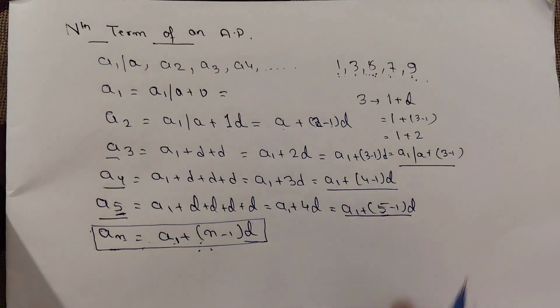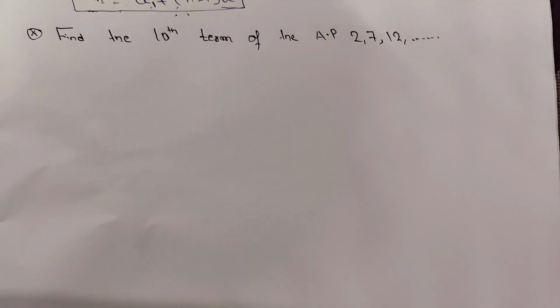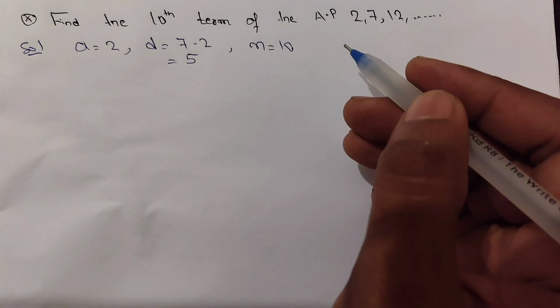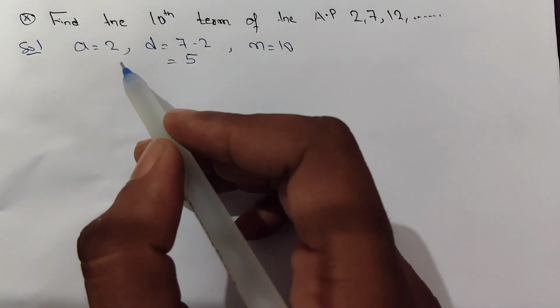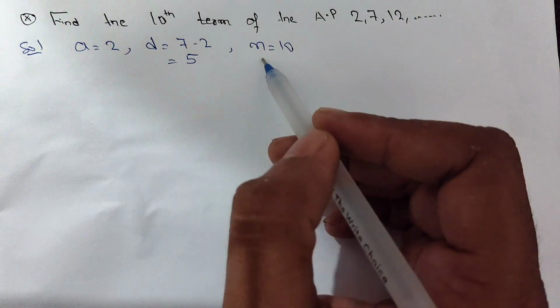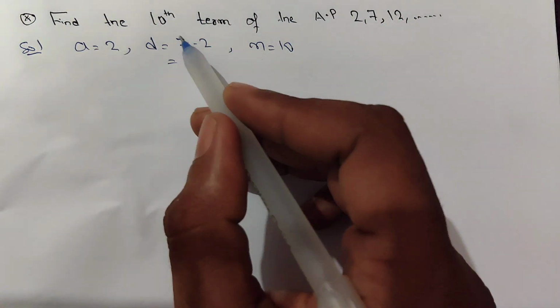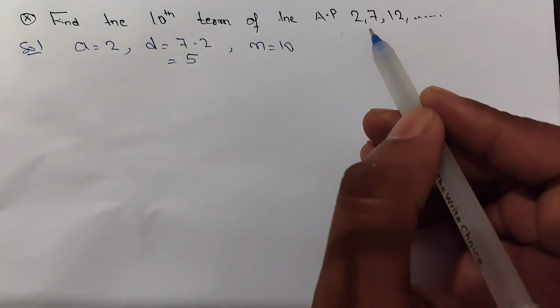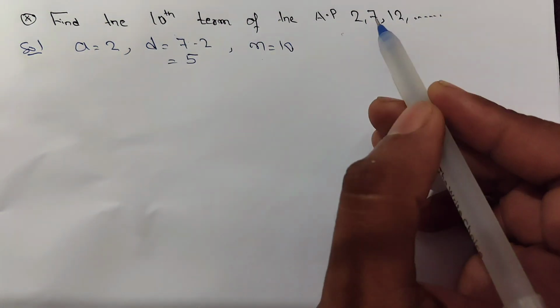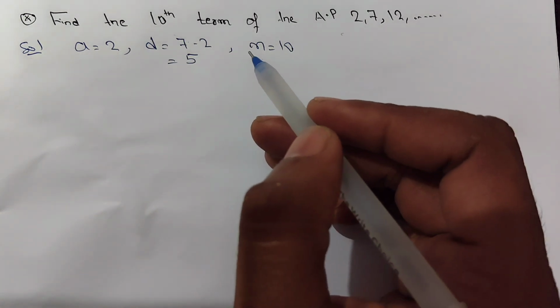First question. Now we have to find the 10th term. According to the question, find the 10th term of an AP where they have given you the series. So a equals 2, d we have calculated, and n is also there. What we have to find is the 10th term. What does it mean? In the 10th place, what is the number they are asking? According to this, what formula will we use? Let us see.